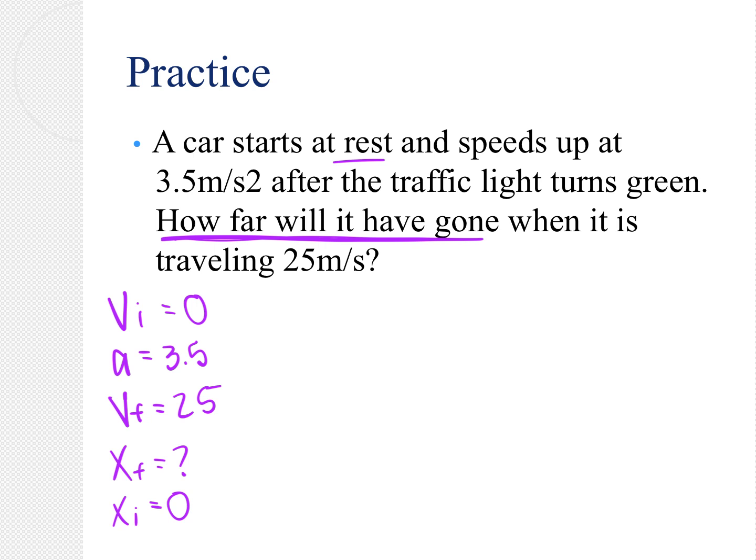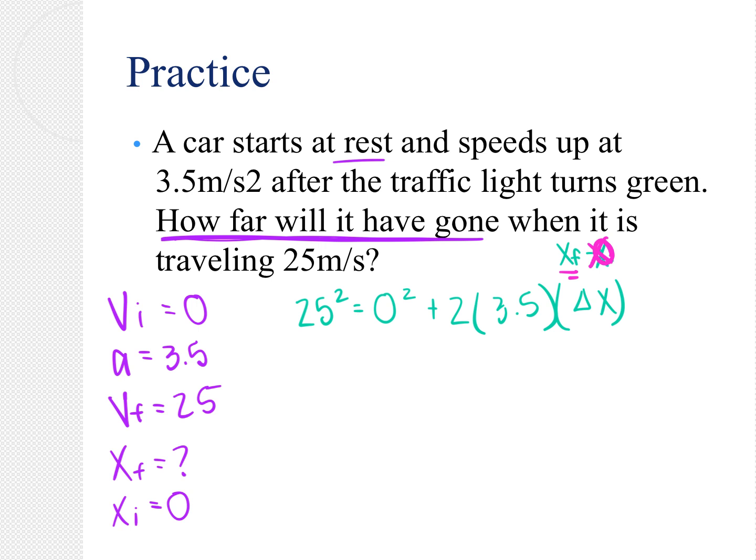Again, we're not given any information about time. Couldn't I use these three variables and solve for time? I could, but do I need to? I don't necessarily need to. There are lots of paths to get to our final answer, lots of ways we can get from start to finish, but some ways are simpler than others. So I'm going to use the third, which says VF squared equals VI squared plus 2A delta X. Doesn't a delta X just mean X final minus X initial? It means final minus initial, and we know that initial x is just zero. So when I solve for delta x, I'm solving for x final.